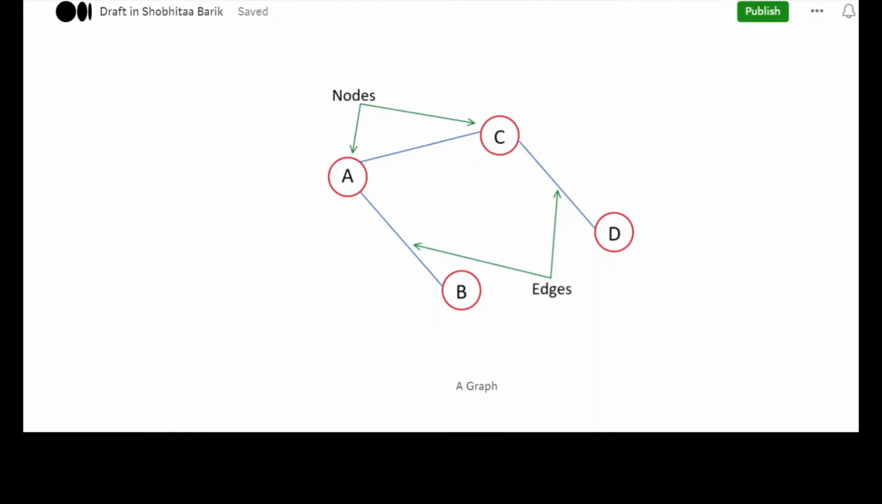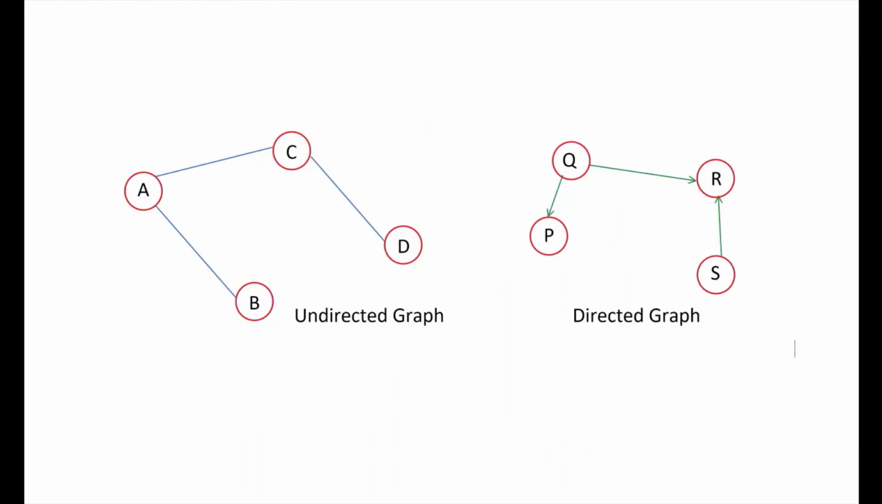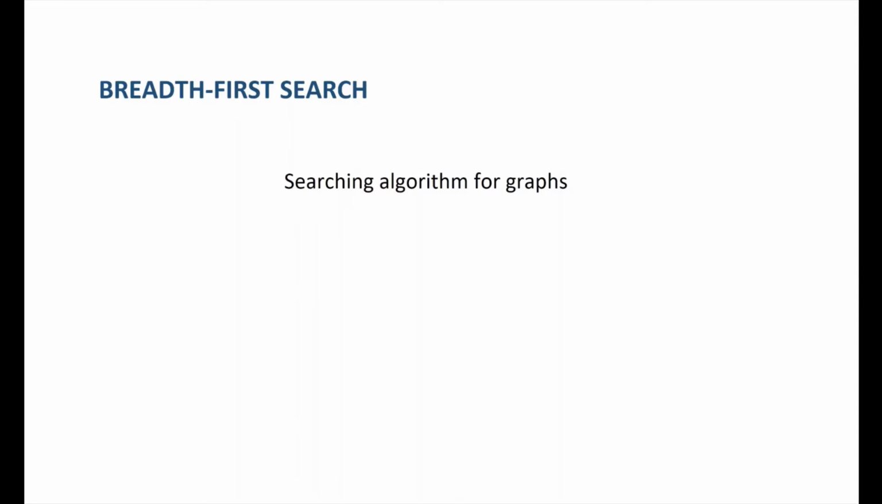Before starting with the algorithm, let's look at the structure of a graph. A graph is made up of a finite set of nodes and edges that connect two nodes. A graph can be directed or undirected. The edges of an undirected graph do not have a direction, while the edges of a directed graph point in a single direction. Breadth first search, or BFS, is a searching algorithm that is used for graphs.